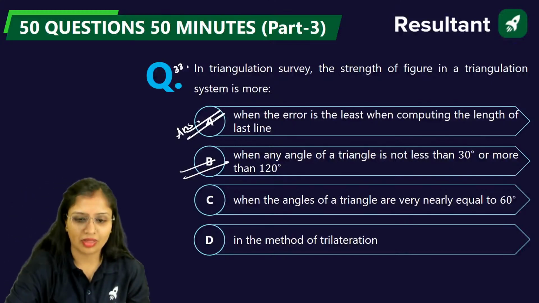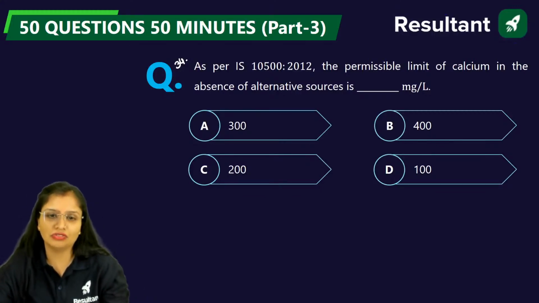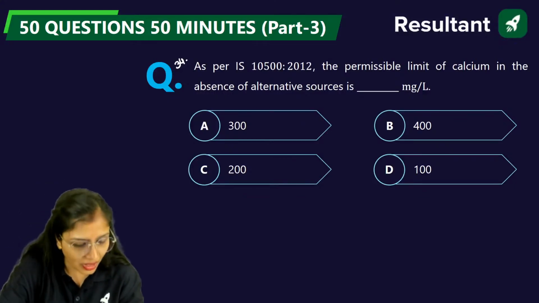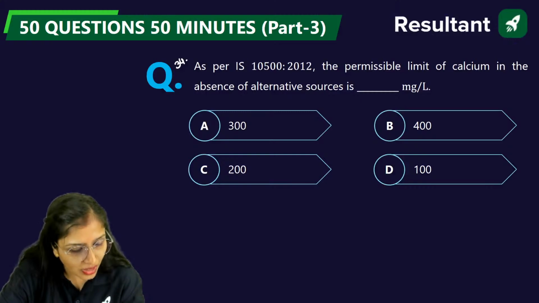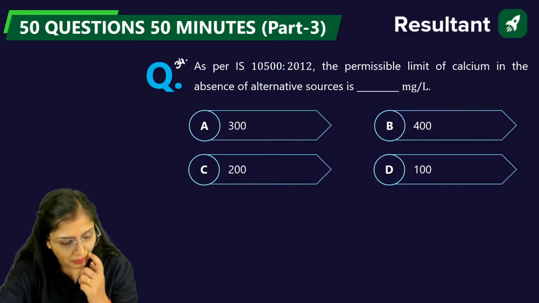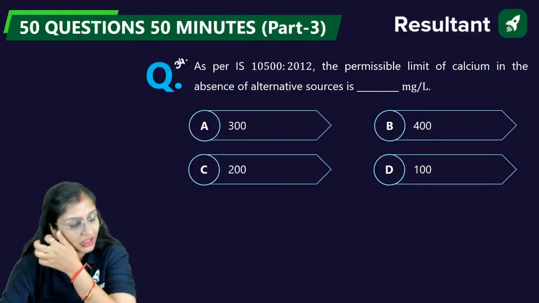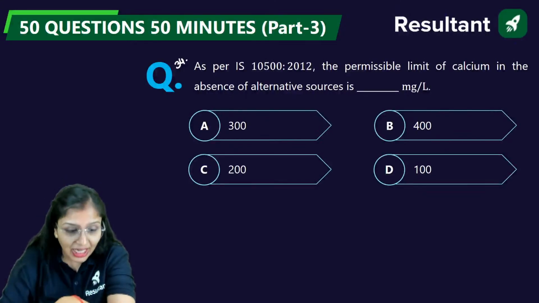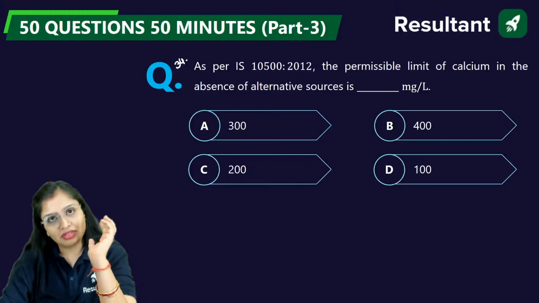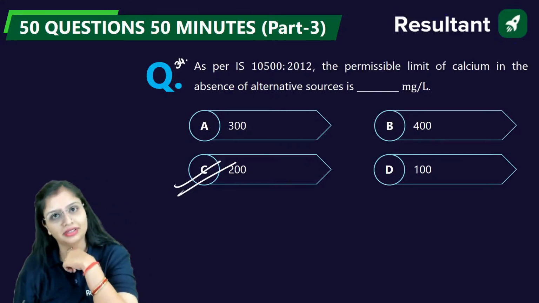Okay. Now question number 34. Now this is drinking water standards. You should know the provision IS 10500. The permissible limit of calcium in the absence of alternate source. In the absence of alternate source, you have two limits. One is acceptable limit and one is cause for rejection limit. Acceptable limit, cause for rejection limit. It is asking you cause for rejection limit because cause for rejection limit is the limit when there is no other alternate source available. So how much do you allow it? If no other alternate source is available, you allow it as 200 mg per liter.